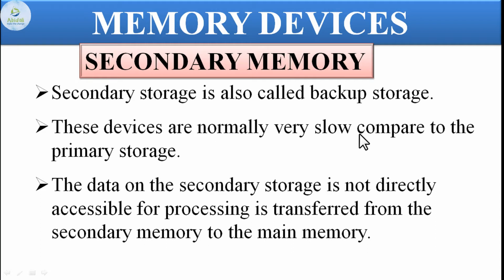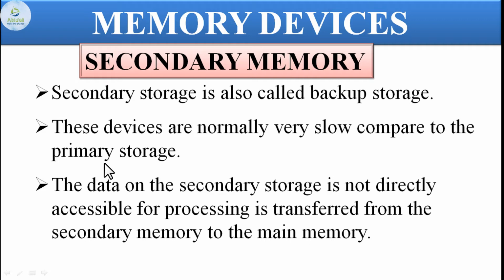These devices are normally small, depending upon the type of memory they are going to store. For example, these devices are normally very slow when compared to the primary device. So when we compare the primary and the secondary storage devices, the secondary storage devices are larger in size compared to the primary in terms of memory, and the access time is slower than that of the primary storage device. Now, what is that access time?